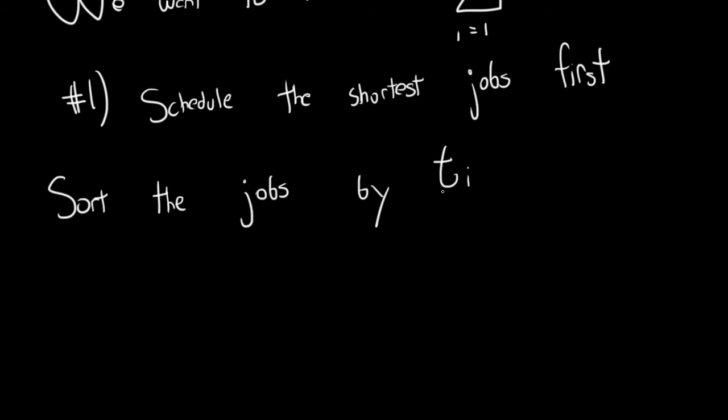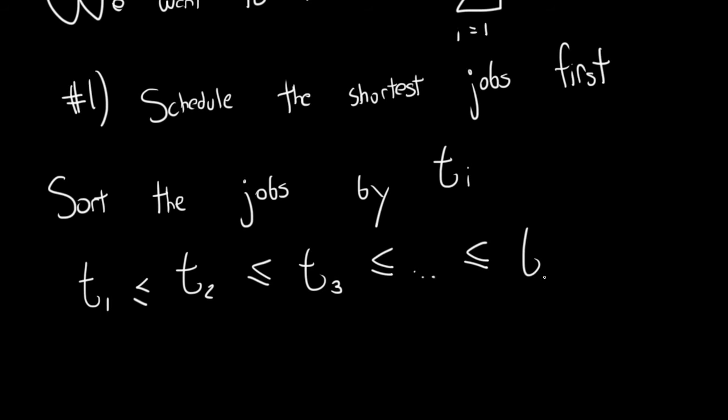All right, so sort them by their time, and obviously we're going to want to make sure that T1 is less than or equal to T2, which is less than or equal to T3, which is less than or equal to ... all the way to Tn, right? Because that's going to make sure that they are in order, and that means that we are going to get the best possible solution, right?